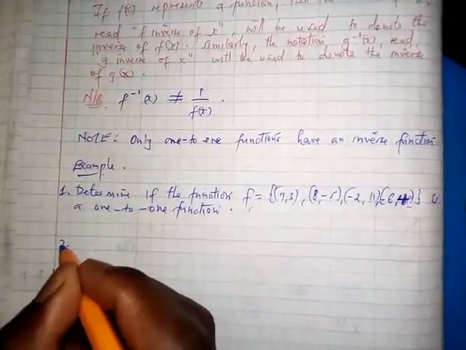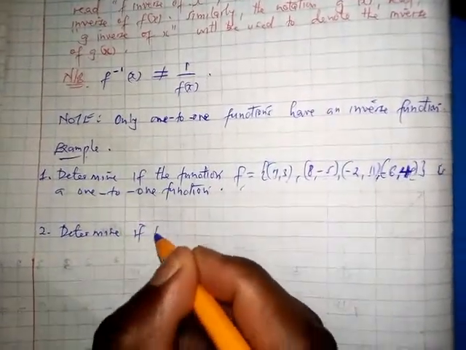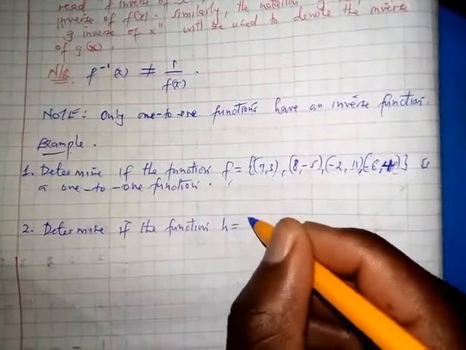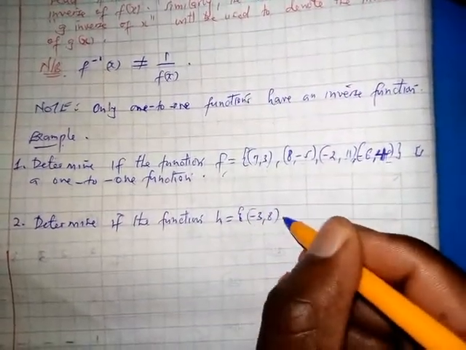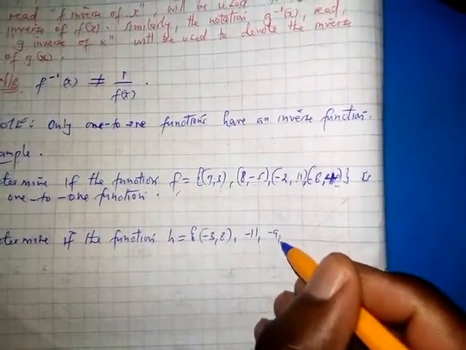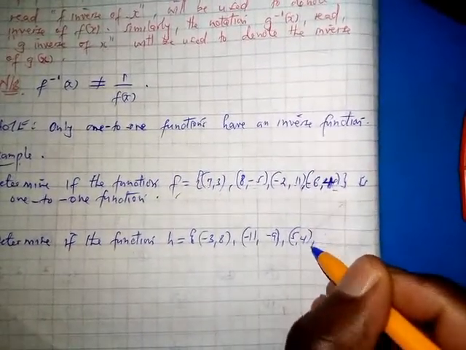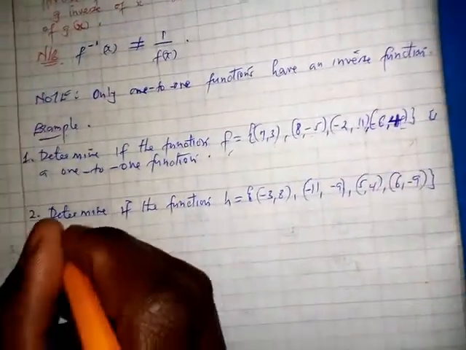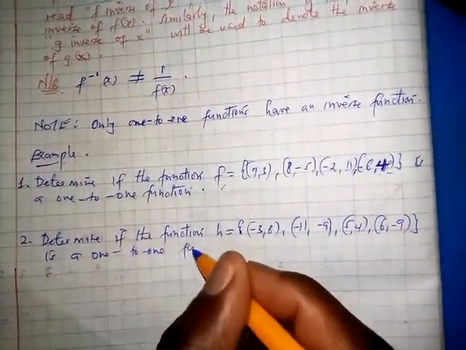Second example, you're asked to determine if the function h is equal to (-3, 8), (11, -9), (5, 4), then (6, -9) is a one-to-one function.